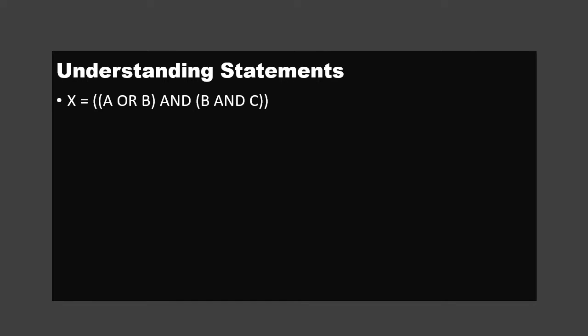To convert a logic statement into a logic circuit, we need to break it down into input and output parts. Let's take a look at the example given, X equal (A or B) and (B and C). Take special note of these brackets, which are specifically to mark the input conditions.